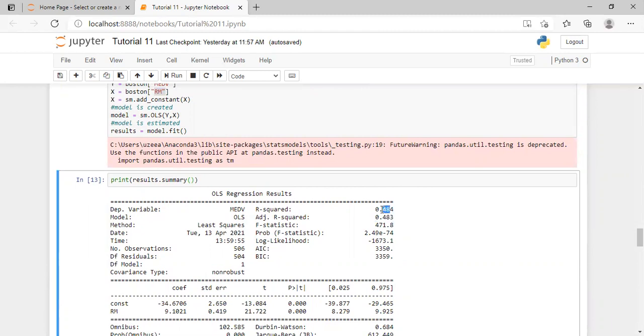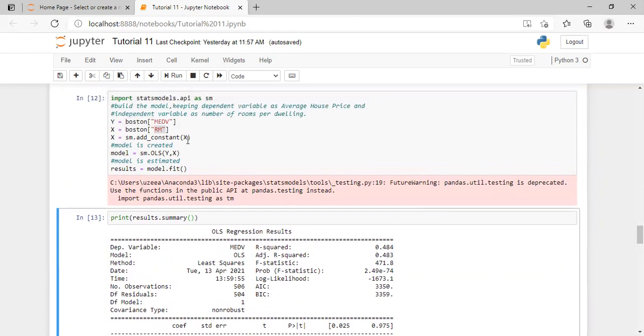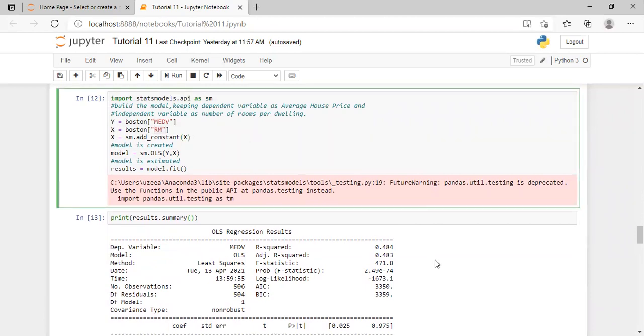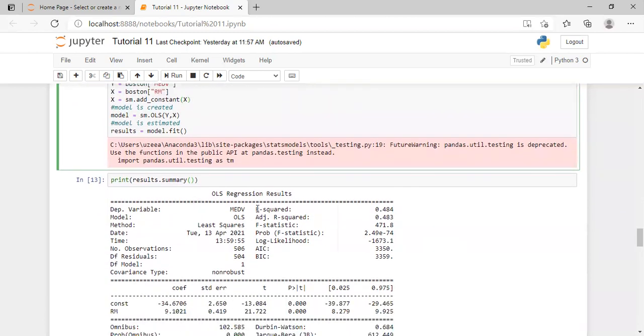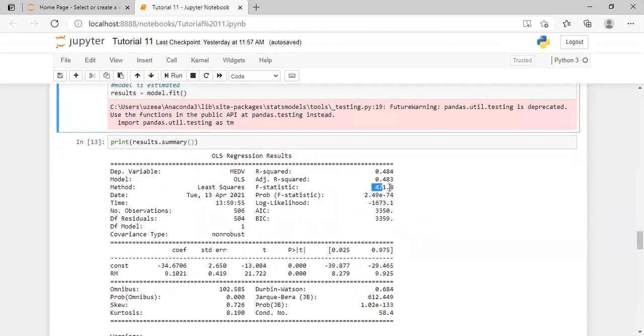We can interpret the R squared, which says that 48.4% of the variation in the model is described by the rooms per dwelling. So you should know the interpretation of all these things. Then there's an F stat.